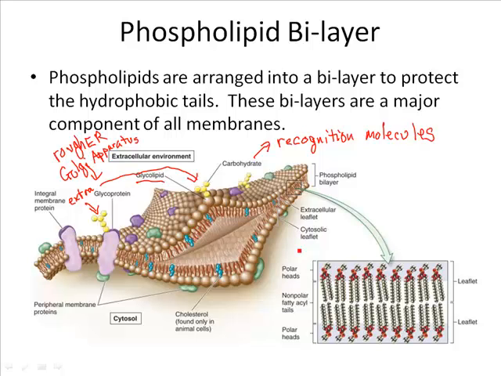So we can see a membrane is not just about the phospholipids, although the phospholipids are extremely important. We also have other molecules that play a role in membrane function.